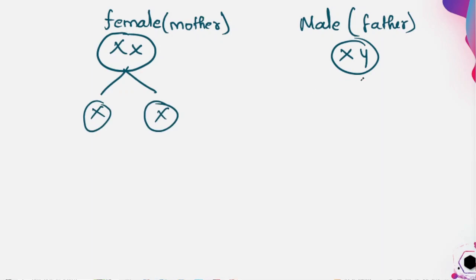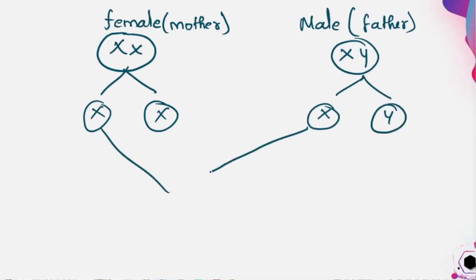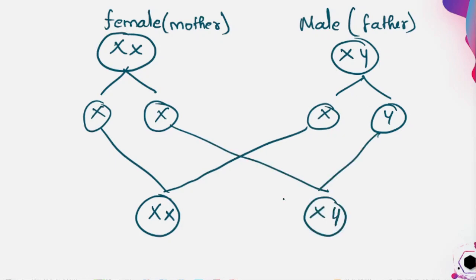Okay, here also you will get an XY chromosome, right? So now when X is going to fuse with X, what is happening? You will get XX, right? Now X is going to fuse with Y, means you will get XY. If you are getting XX, then what is the gender of the baby? What is the gender of the baby?